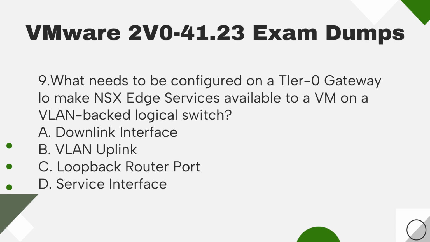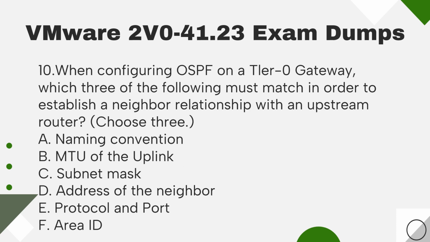9. What needs to be configured on a Tier-0 gateway to make NSX Edge services available to a VM on a VLAN-backed logical switch? A. Downlink interface. B. VLAN uplink. C. Loopback router port. D. Service interface.